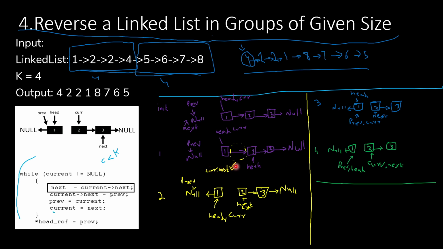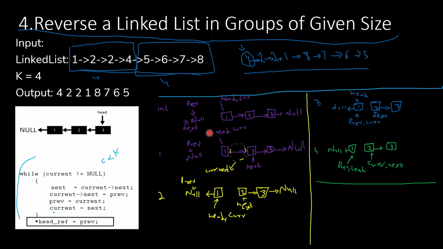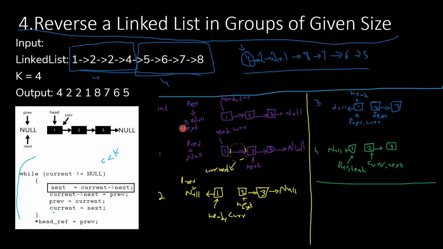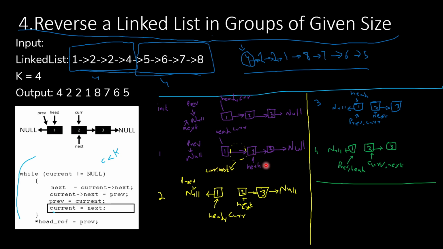So what is current dot next value? It is pointing towards 2. So this is the address of the 2, right? This is the address of the 2 here. So that's why we are pointing the next value here. The next value was previously null. So now it is pointing towards current dot next. So the next value will shift towards the two element here. This is happening in the first line.